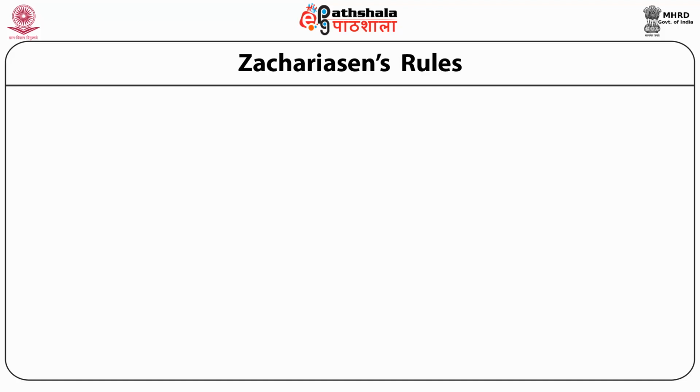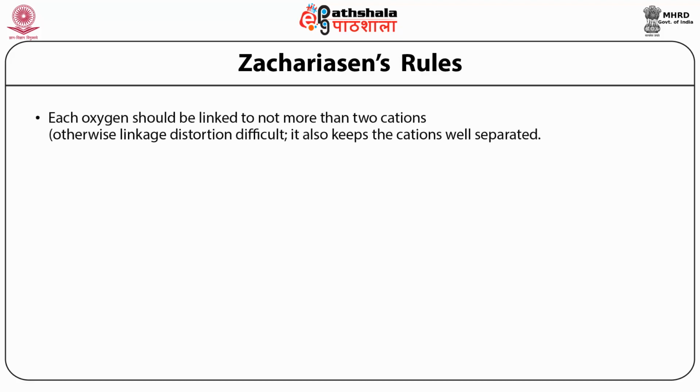Based on this, he proposed that glass formation may occur in an oxide if the following conditions are met. So the first condition was each oxygen ion should be linked to not more than 2 cations. Otherwise, the linkage distortion to give a random network structure would not be possible. Also, there is a need to keep the cations as far apart as possible.